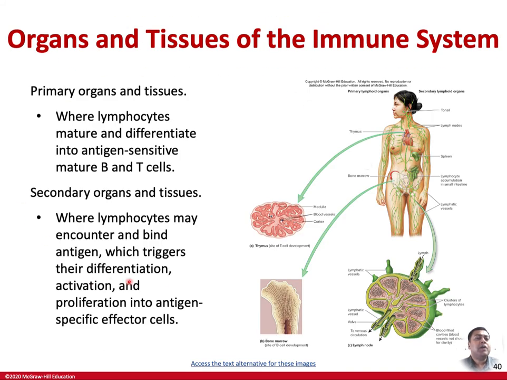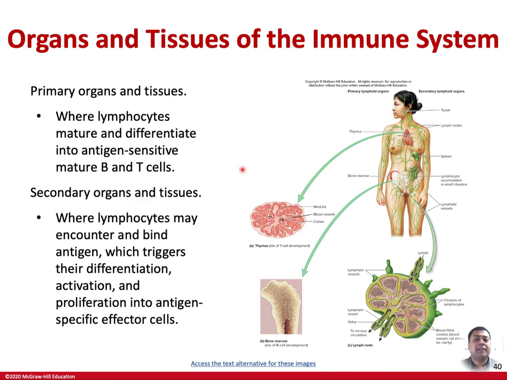So after that, we are looking at the organs and the tissues of the immune system. The first thing that we are looking at are the primary organs and tissues, where lymphocytes mature and differentiate into antigen-sensitive mature B cells and T cells. We are also going to look at some of the secondary organs and tissues where the lymphocytes may encounter and bind to the antigen, which triggers their differentiation, activation, and proliferation.